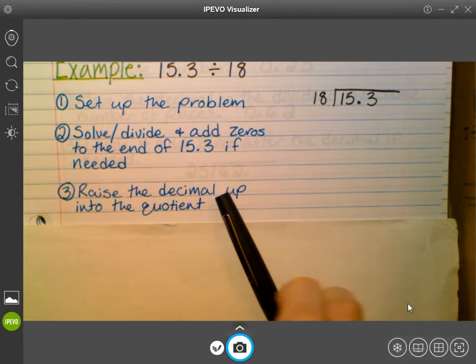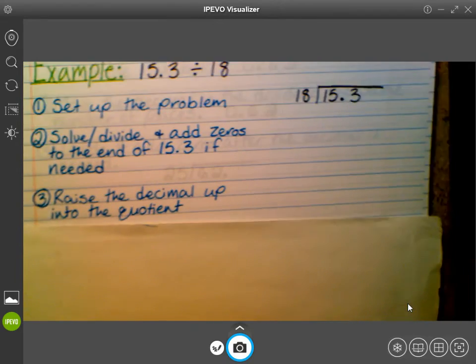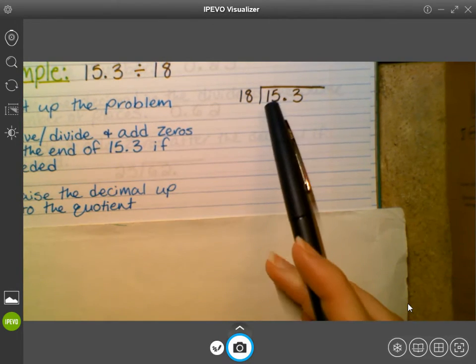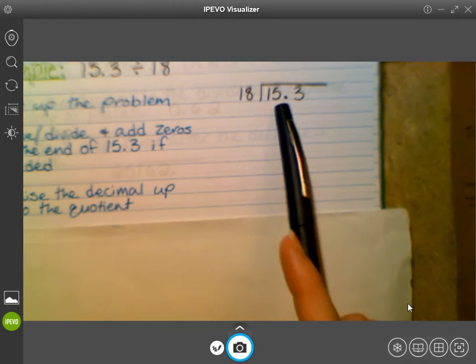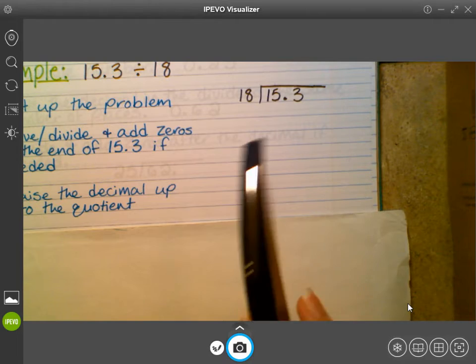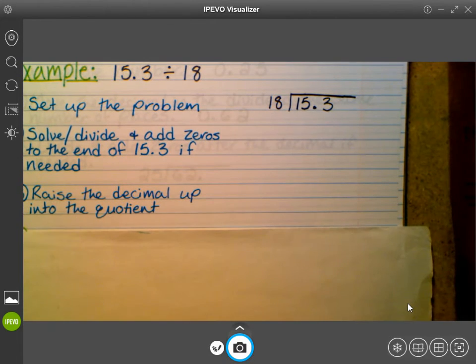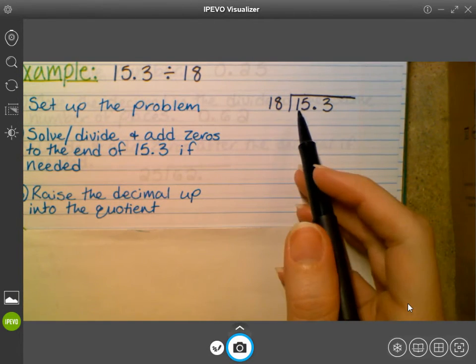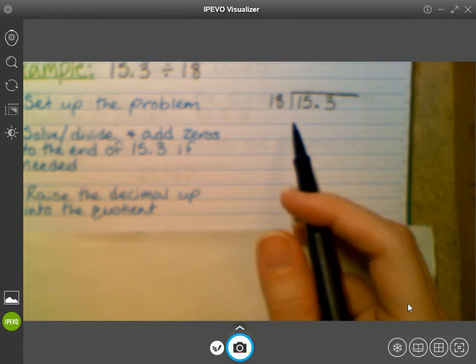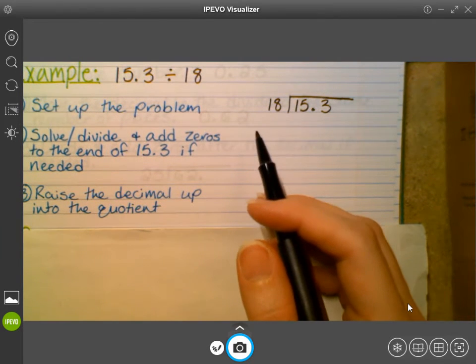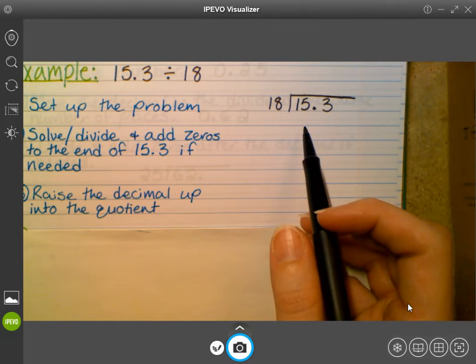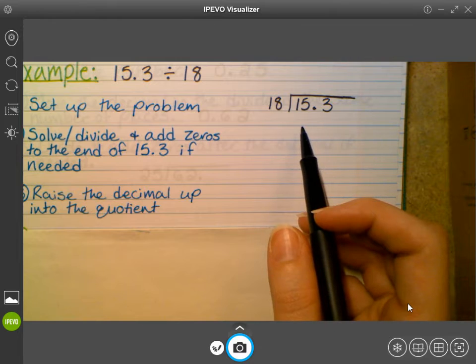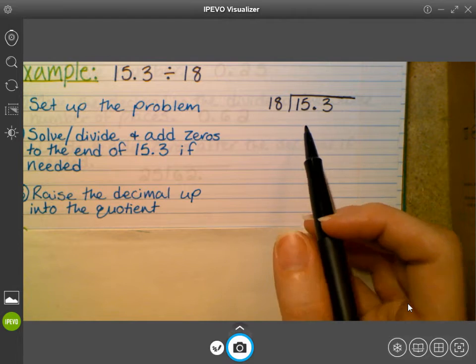Okay, so I know this one was a little tricky because it can be hard sometimes when the number we're dividing by doesn't go into the first digit, it doesn't go into the first two digits, but then it does go into the first three digits. I know that can be hard to do in our head sometimes. So 18 can't go into 1, can't go into 15. It can go into 153. Show me on both of your hands, how many times does 18 go into 153? It goes in 8 times.